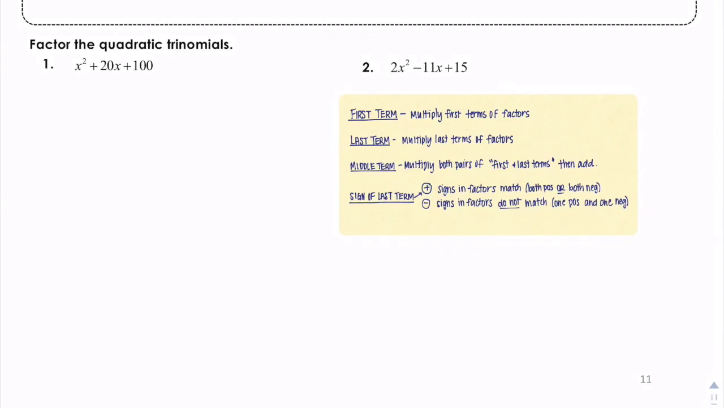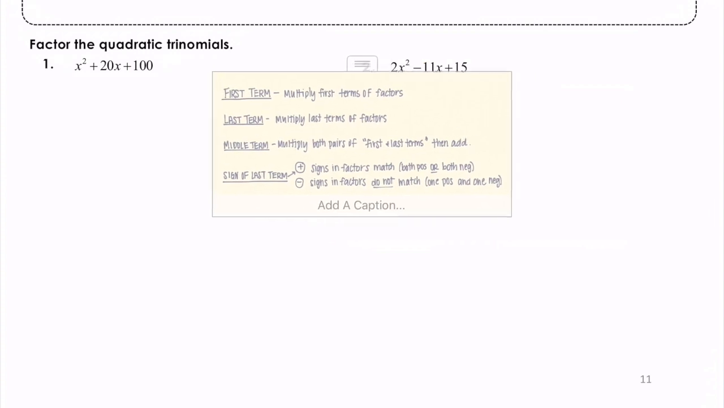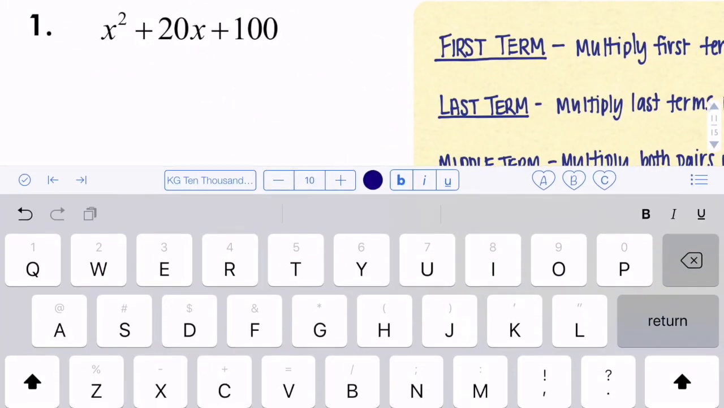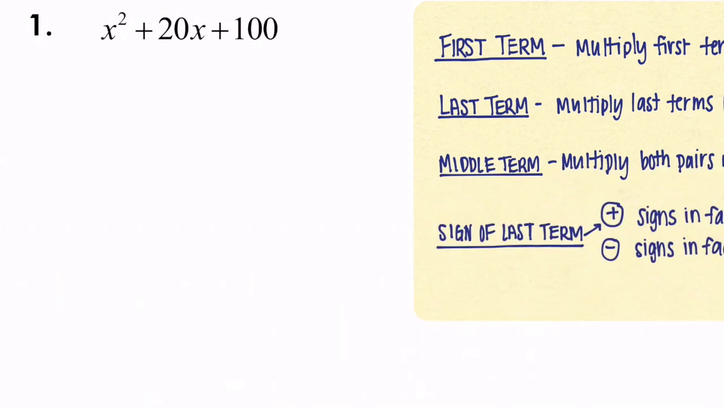All right, we're going to actually try to factor some of these now. And I'm going to keep these rules in mind while we do this. So we're going to look at this first example. And the first example says x squared plus 20x plus 100.